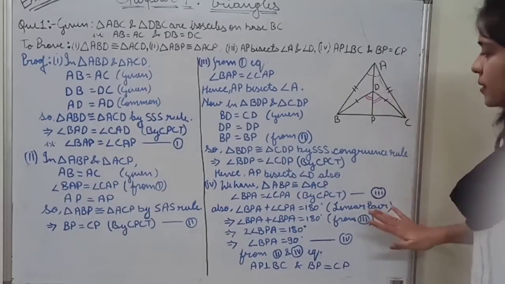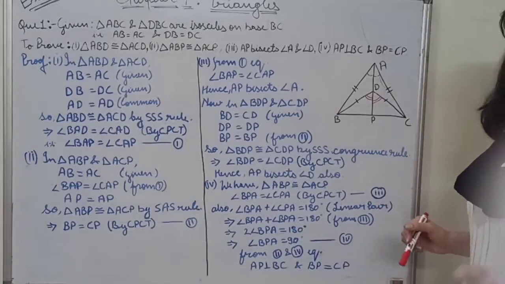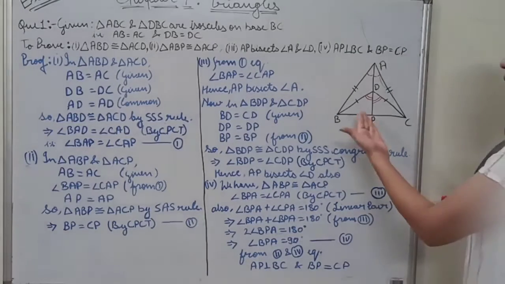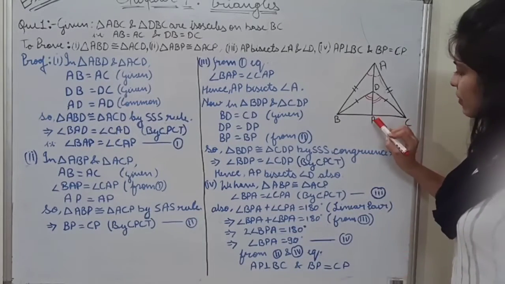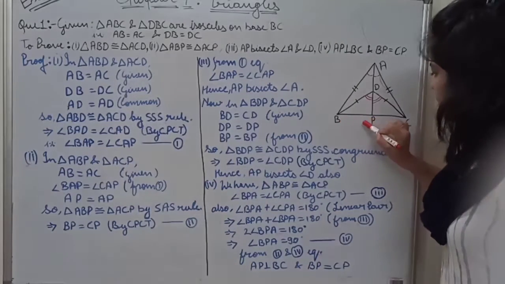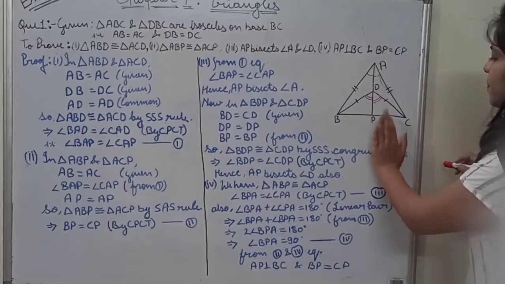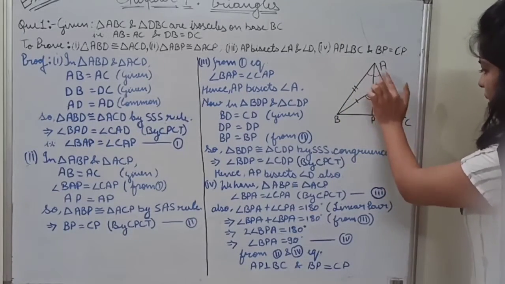Okay, hence we got triangle ABP congruent to triangle ACP. Then again their corresponding parts will be equal. Corresponding parts of this triangle will be equal. Clearly we can see that this BP is corresponding to CP. So side BP of this triangle, base of this triangle, is equals to side CP of this triangle, which is base of triangle ACP.